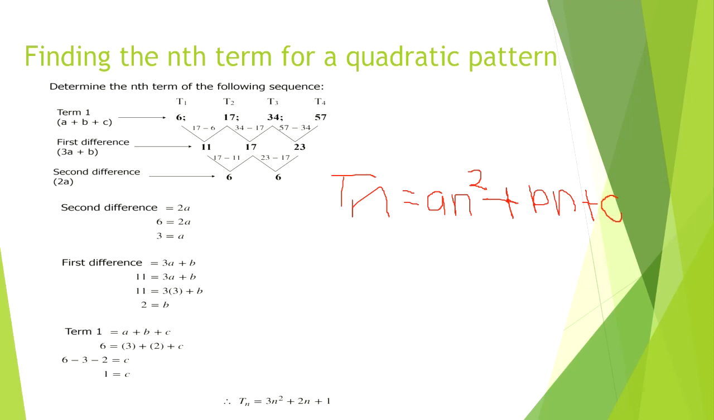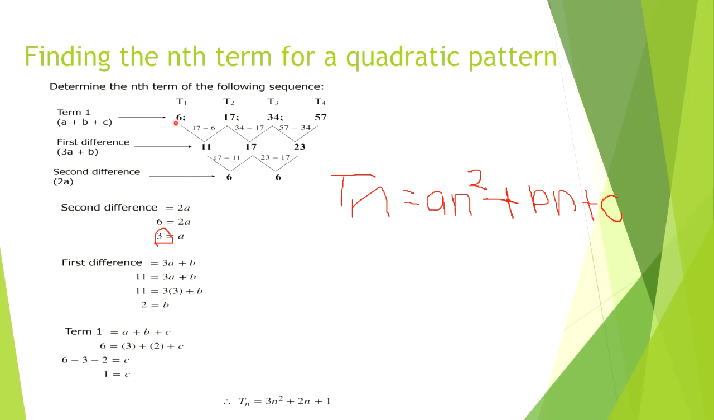Then you substitute the value of the a, which you got here. And when you substitute the value of the a there, you can actually just take that side and get the value of b. When you get the value of b, you use this formula: a plus b plus c is equal to the first term. You have a already because you calculated it here, and you have b, which you calculated here.